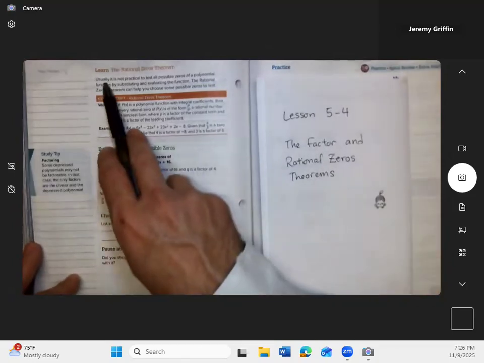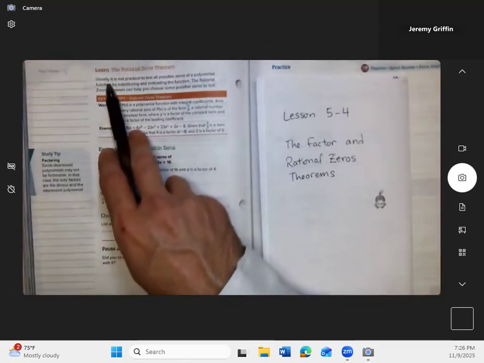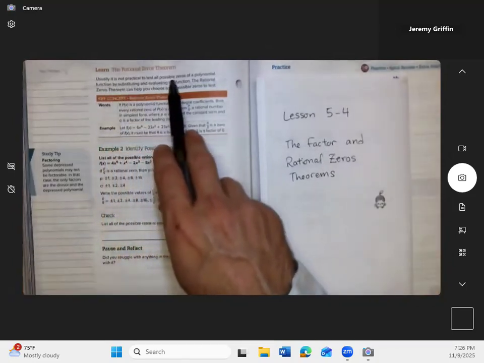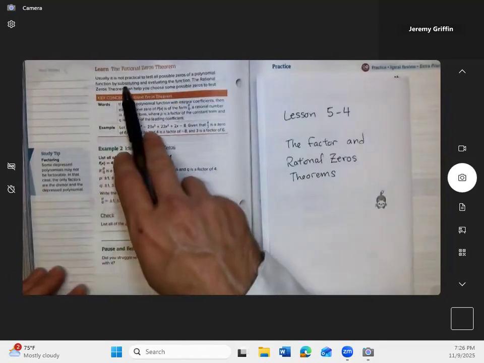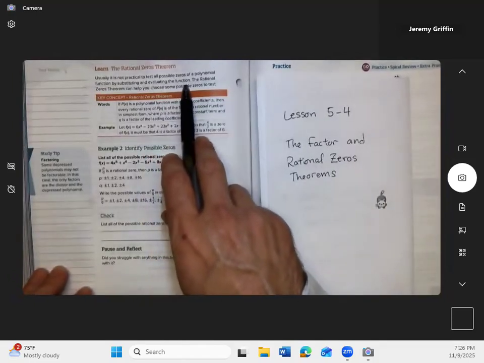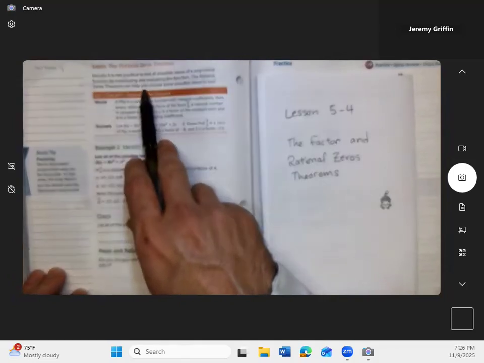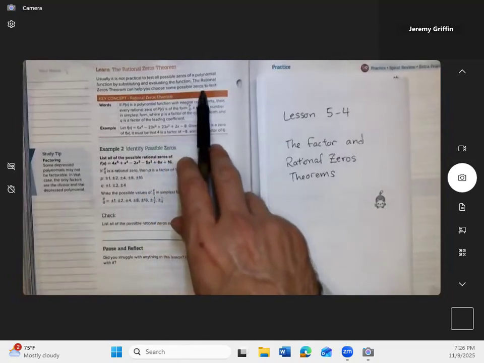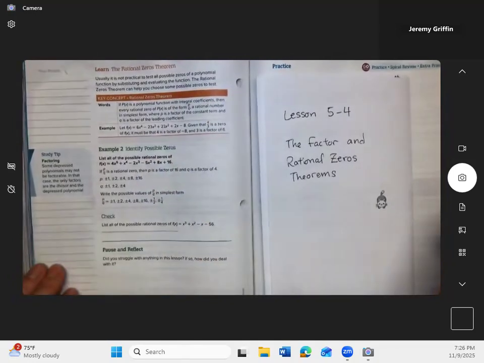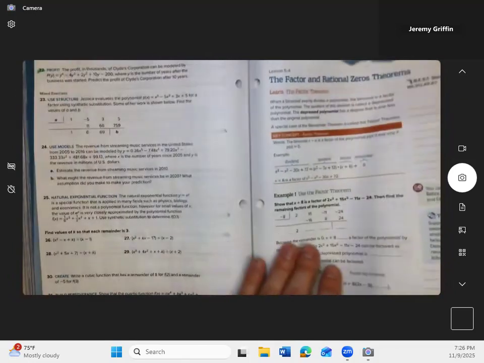Okay, and let me just go and read this bit right here. Usually it is not practical to test all possible zeros of a polynomial function by substituting and evaluating the function. The rational zeros theorem can help you choose some of the possible zeros to test. Yeah, so we will do both of these examples.